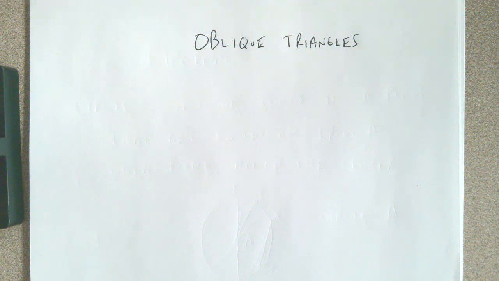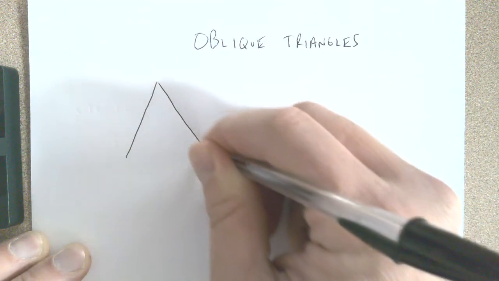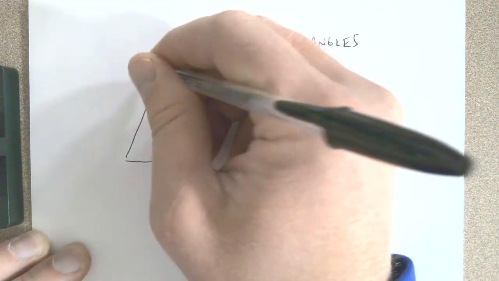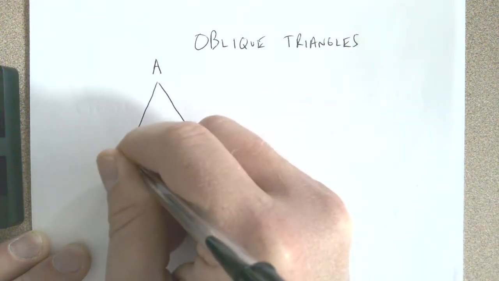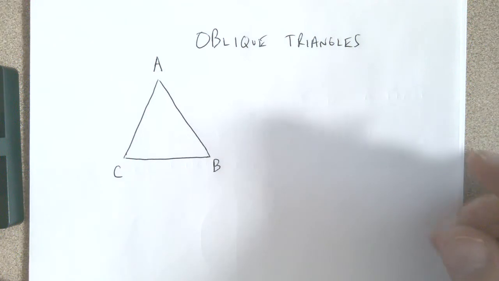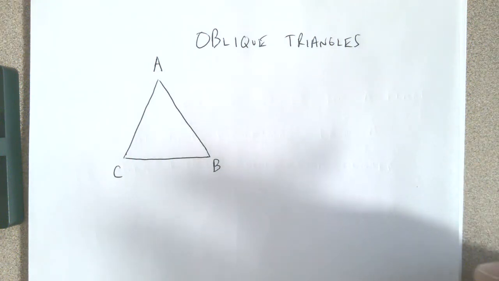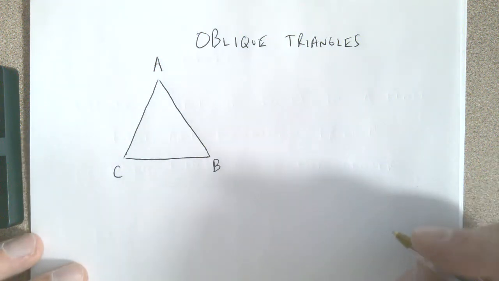So with an oblique triangle, when I've got my triangle, we'll just use the letters A, B, and C. So I've got triangle ABC here. Generally, we're going to use the capital letters to identify our vertices of the triangle. The sides of the triangle, we're going to use the small lowercase letters.